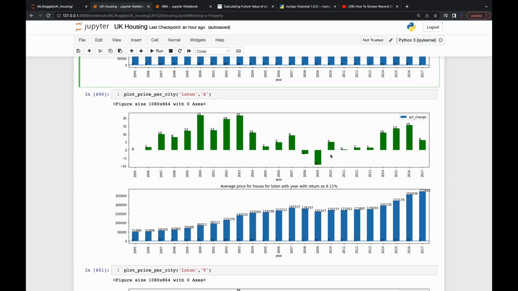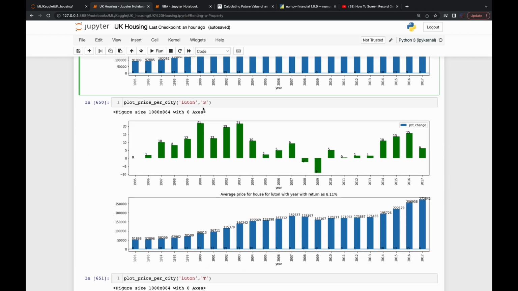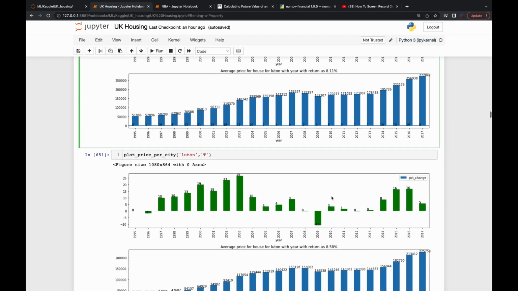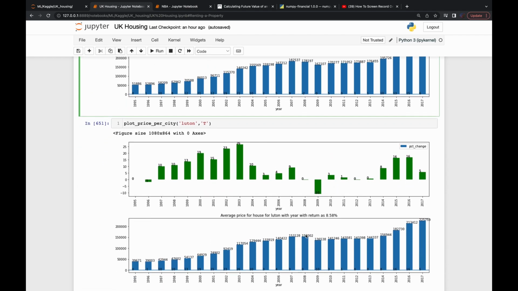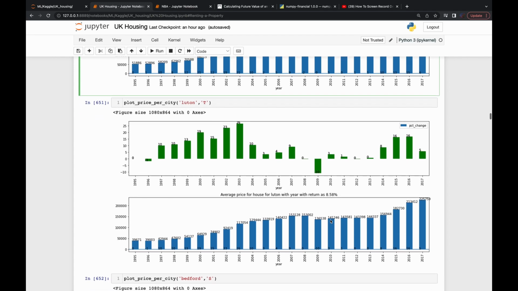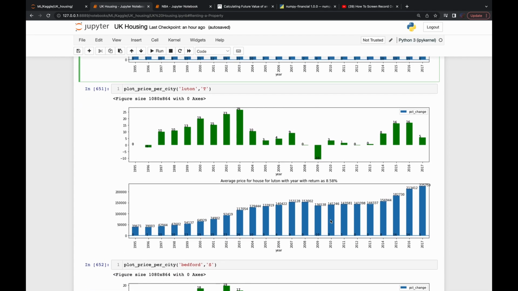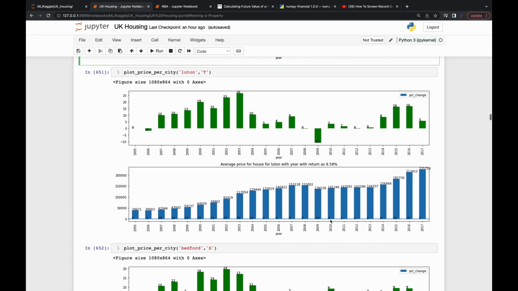Here again, S means semi-detached house. This is for the semi-detached house. Your gain is about 8%. This is for the terrace house in the same city. It is 8.5%. So on average, you're getting more than 7.5% return.